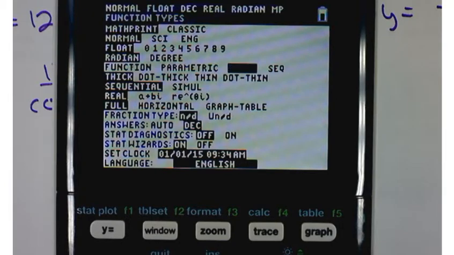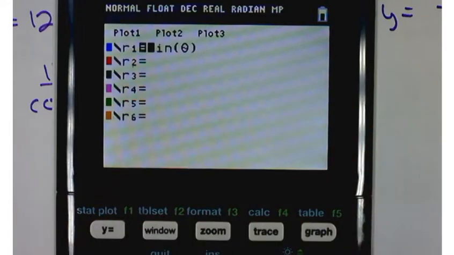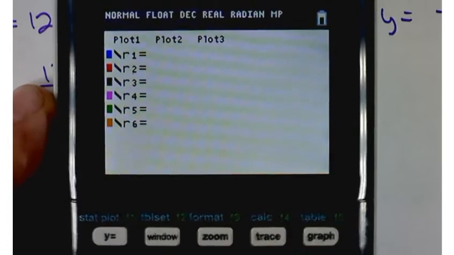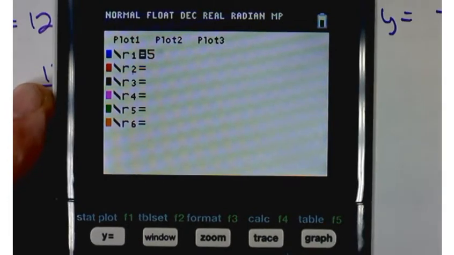When you've made that selection, hit the y equals key. Tell me what you notice that looks different. Yeah, you've got r instead of y. So r is some function of theta as opposed to y as a function of x. Okay. Let's type in a couple things. Let's type in a 5 here for the first equation and a negative 5 for the second equation.